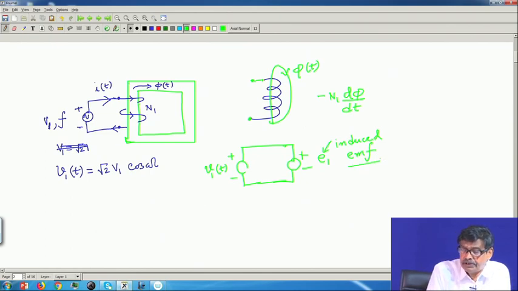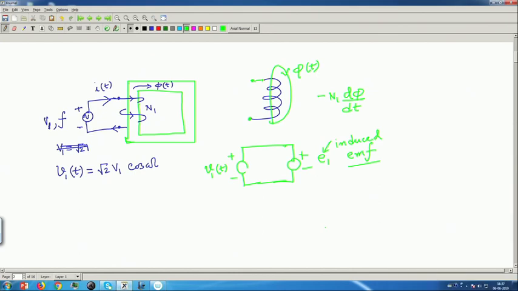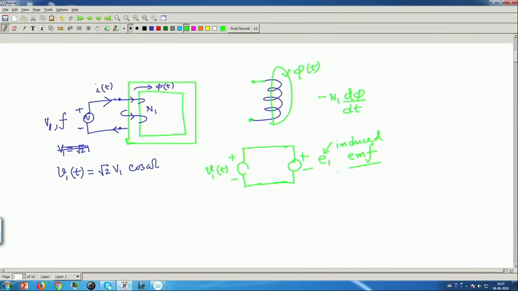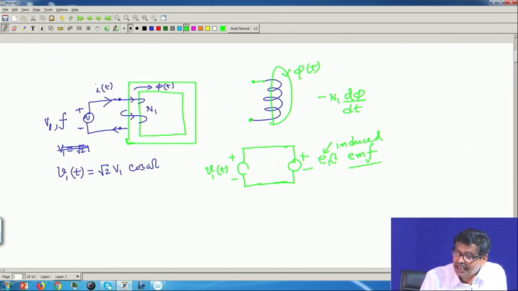In case of DC magnetic circuit, this E 1 will not be there. There is applied voltage which is constant. Of course, current will be limited by the resistance of the circuit, V by R. That is why current gets fixed. But here what I am telling, the induced voltage in the coil will be same as the applied voltage.